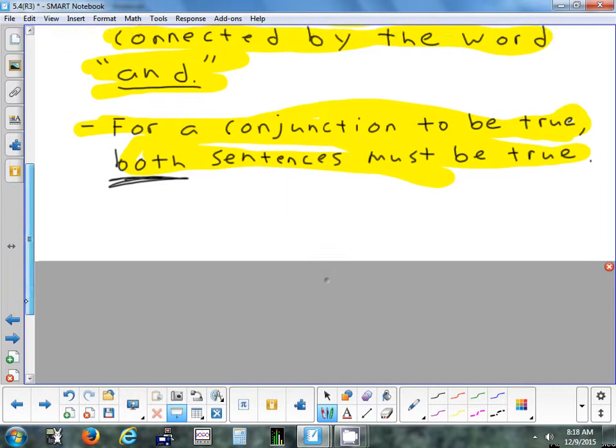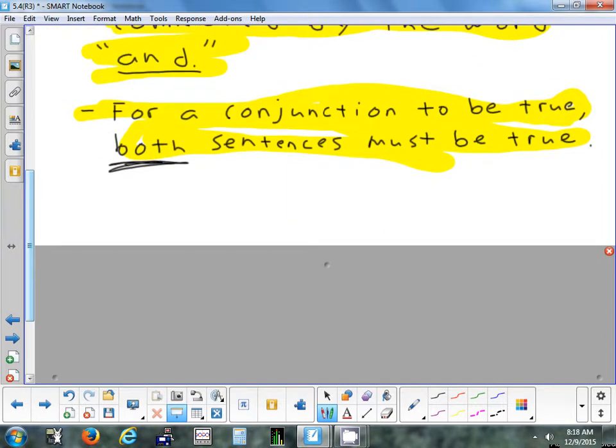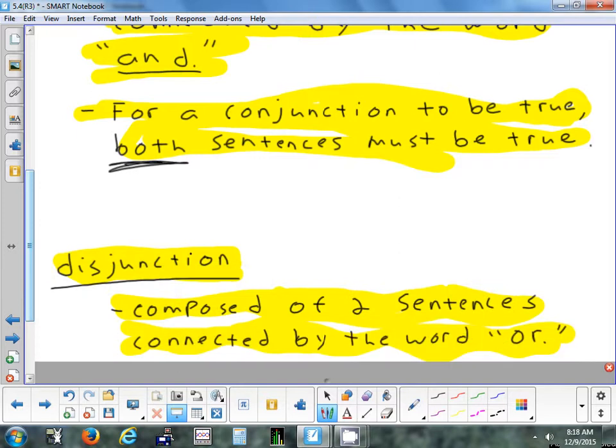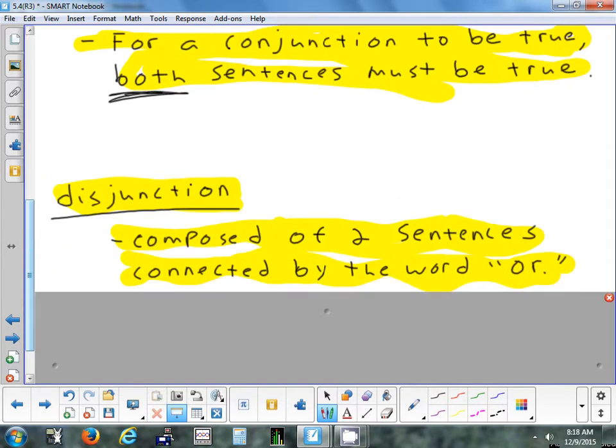All right. And the other special word we're going to talk about with inequalities, does anybody know what the other one is besides a conjunction? Yeah, we have a disjunction. Right, so a disjunction is two sentences, but this time they're connected by the word or. All right, so there's a big difference between the word and the word or.